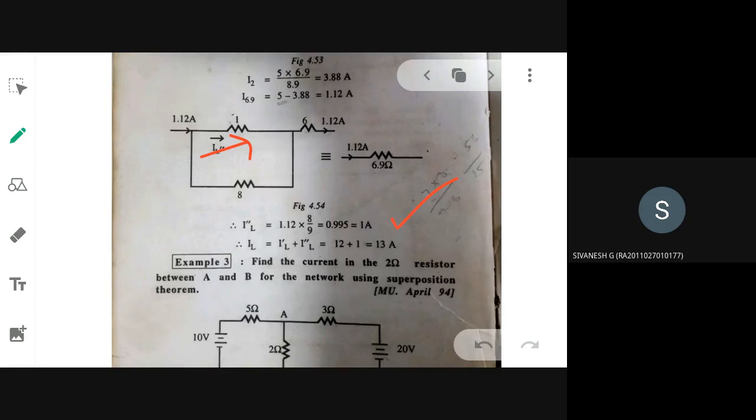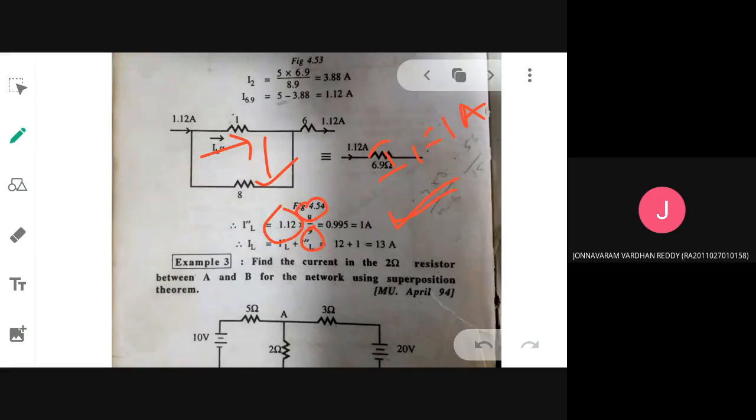1.12, and the opposite value of resistance is what? 8, ma'am. 8, and the sum of the resistance is 9. So 1 ampere current they have given. So by this way the current through that 1 ampere is 1 ampere current.